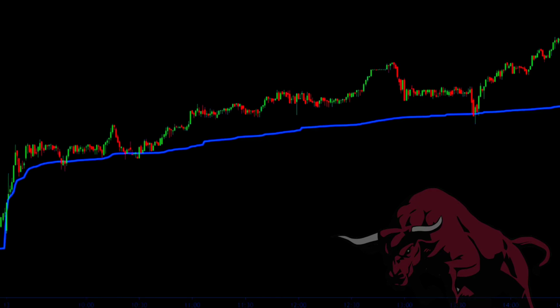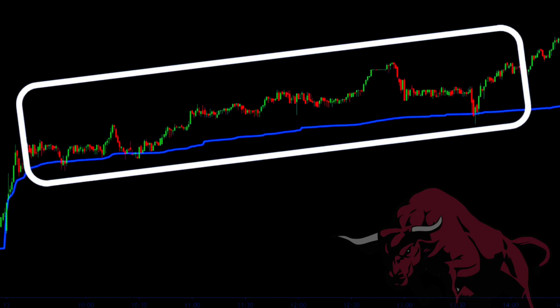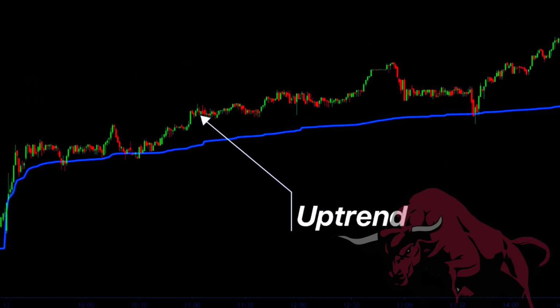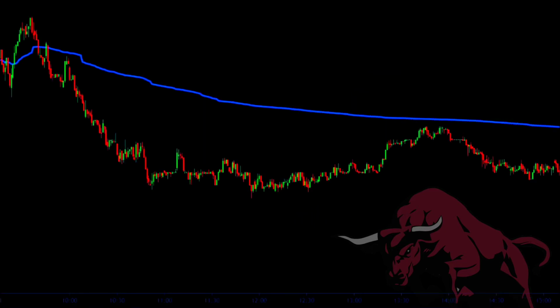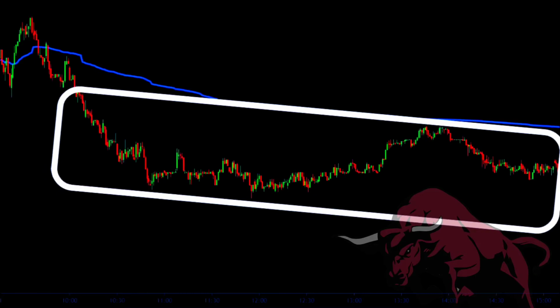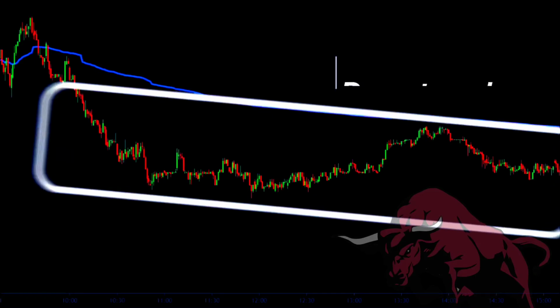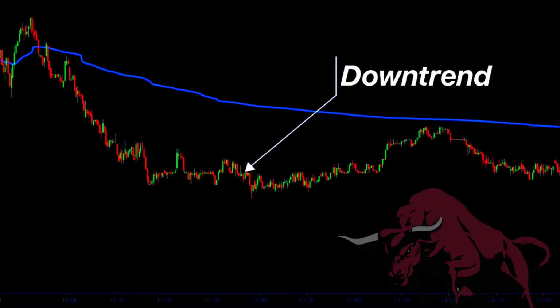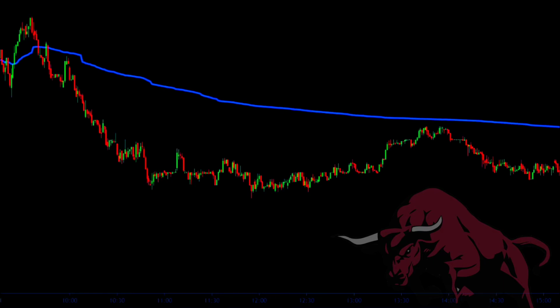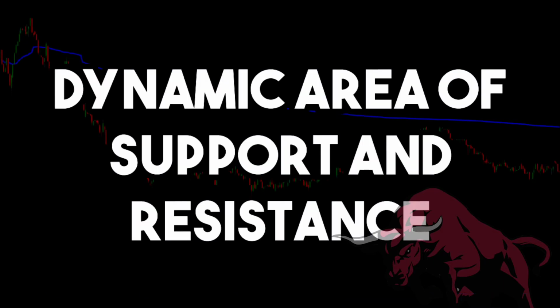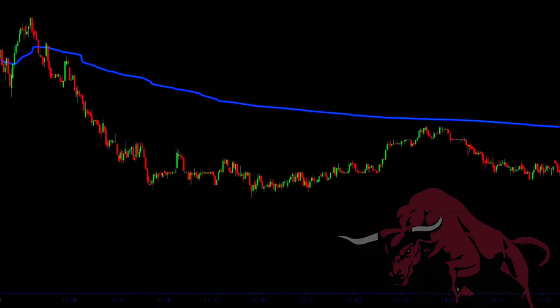We can use the VWAP to identify the trend of the market. When the price is trading above the VWAP for longer periods of time, it will be considered to be in an uptrend. Similarly, if the price is trading below the VWAP for longer periods of time, it will be considered to be in a downtrend. We can also use the VWAP as a dynamic area of support and resistance.